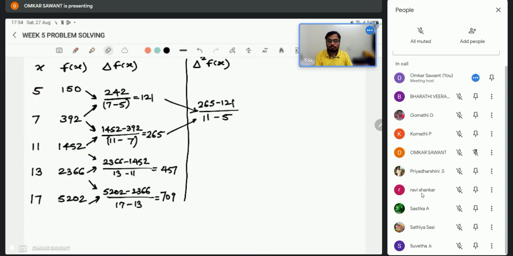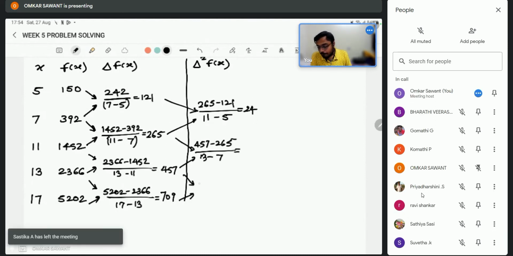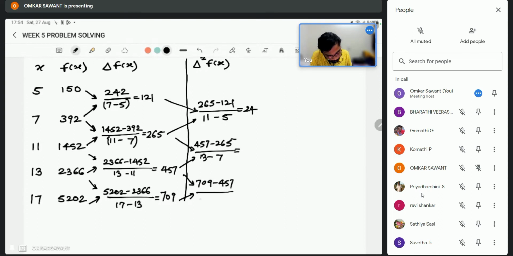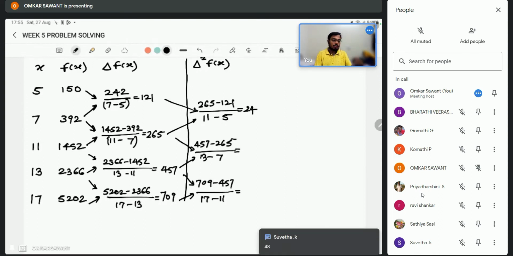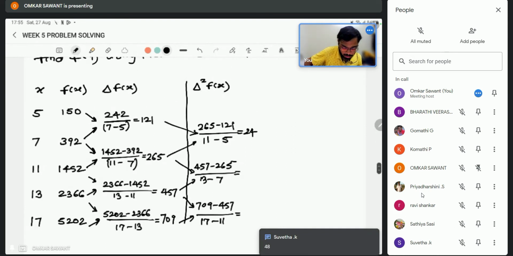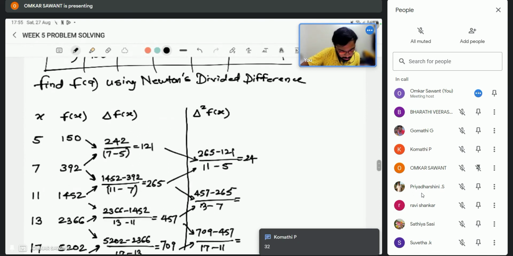Is everyone getting this? Yes, sir. Okay. What will this value be? 24. These are very simple things, but if you make any silly mistakes, it will end up with an extremely wrong answer.